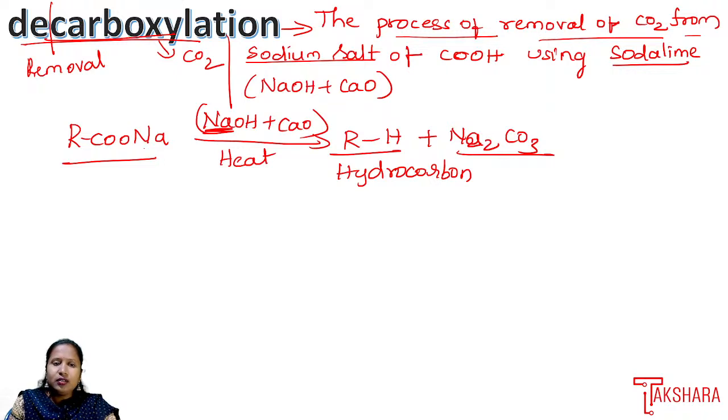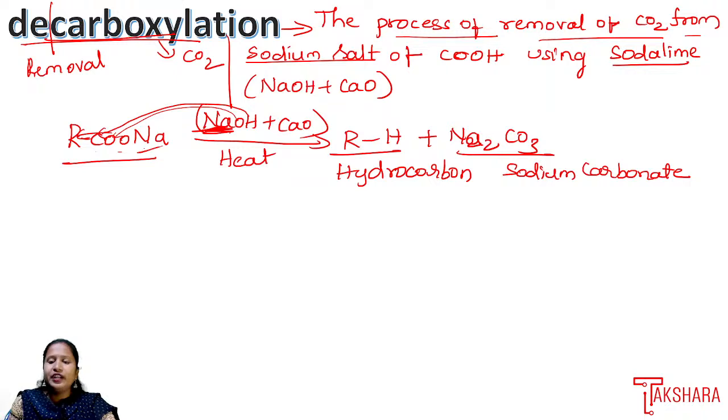So the sodium salt of carboxylic acid undergoes decarboxylation in the presence of soda lime. What happens here? This H combines with the R group, and the CO3 with oxygen and Na2 forms Na2CO3. It combines with the NaOH and we get the product sodium carbonate, which is removed, with the formation of a hydrocarbon.